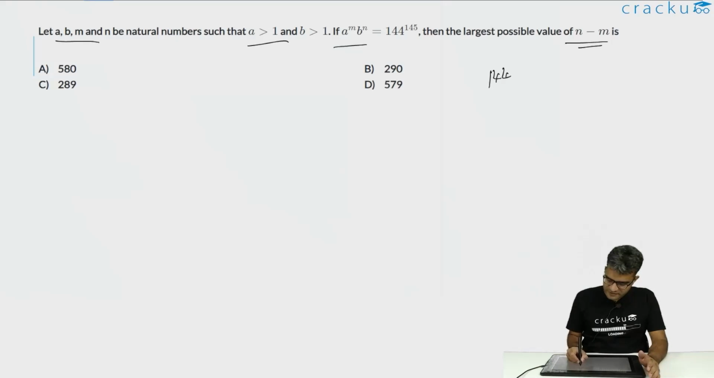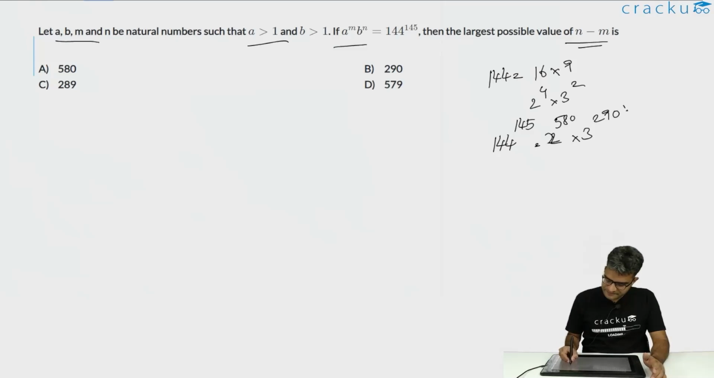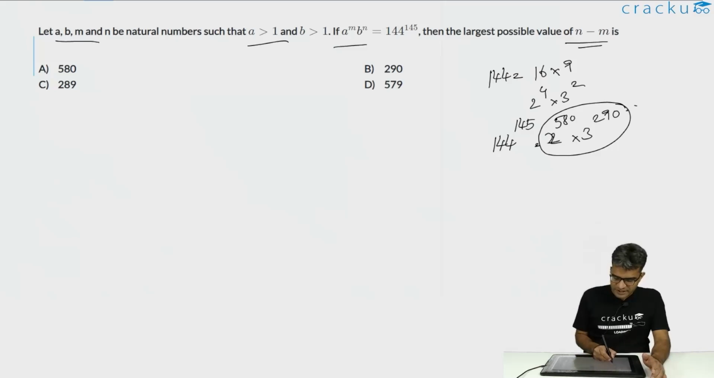What is 144? 144 is 16 into 9, which is 2 to the power 4 into 3 square. This is the value of 144. So 144 to the power 145 is equal to 2 to the power 580 into 3 to the power 290. So A to the power M into B to the power N is equal to 2 to the power 580 into 3 to the power 290.